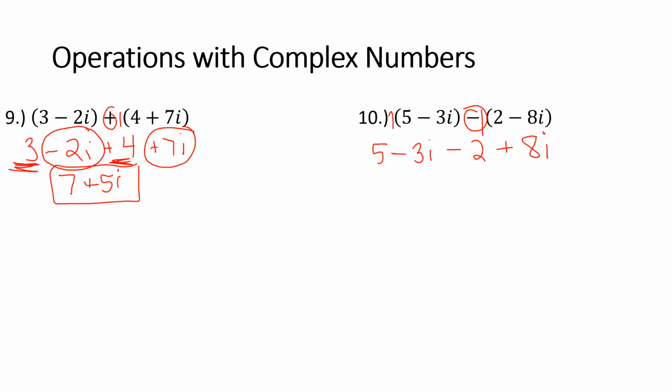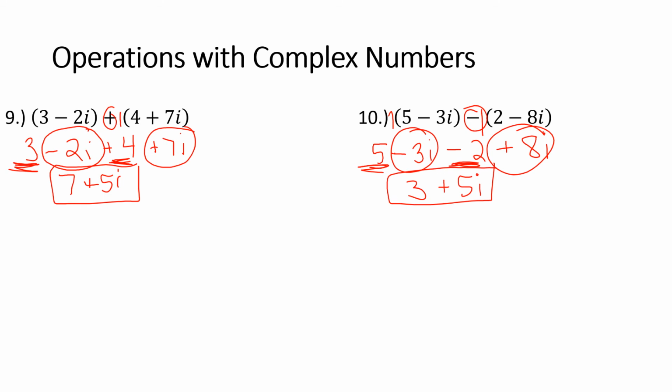From here, easy. All you're going to do is combine like terms. So you're going to put your real numbers together. 5 minus 2 is 3. And put your imaginary numbers together. Negative 3i plus 8i is positive 5i. So we have 3 plus 5i, and that is the final answer.